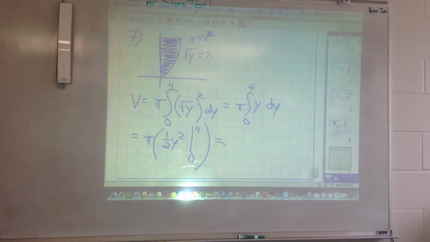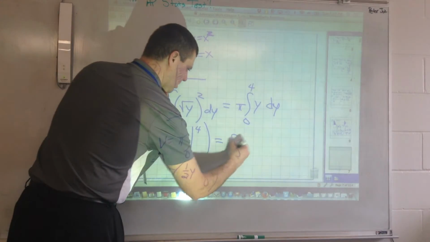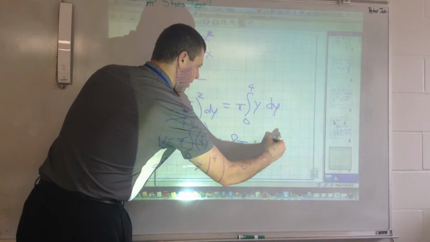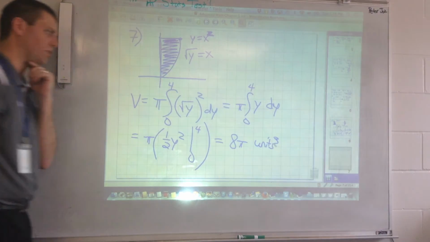And what's that, 8 pi? 4 squared is 16, times 1/2 is 8. So 8 pi units cubed.